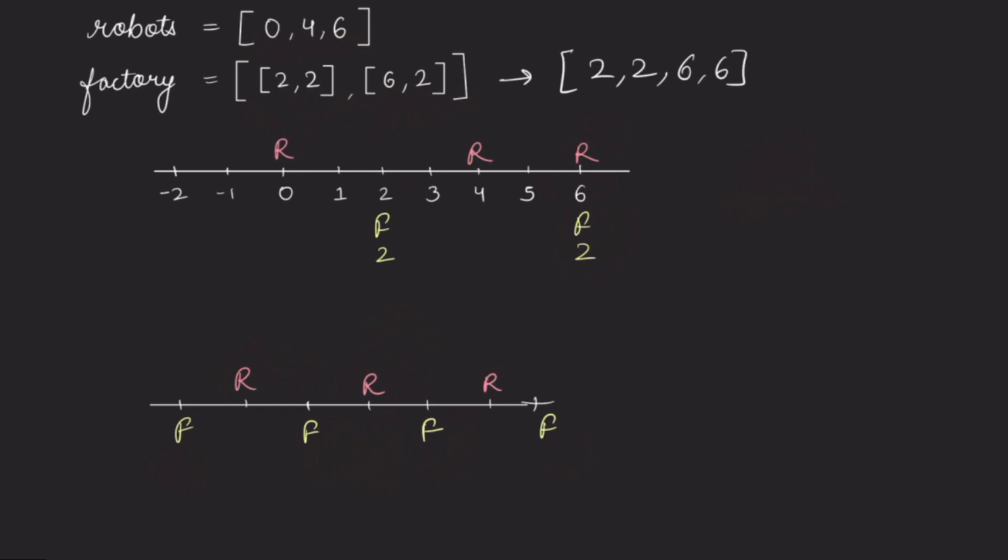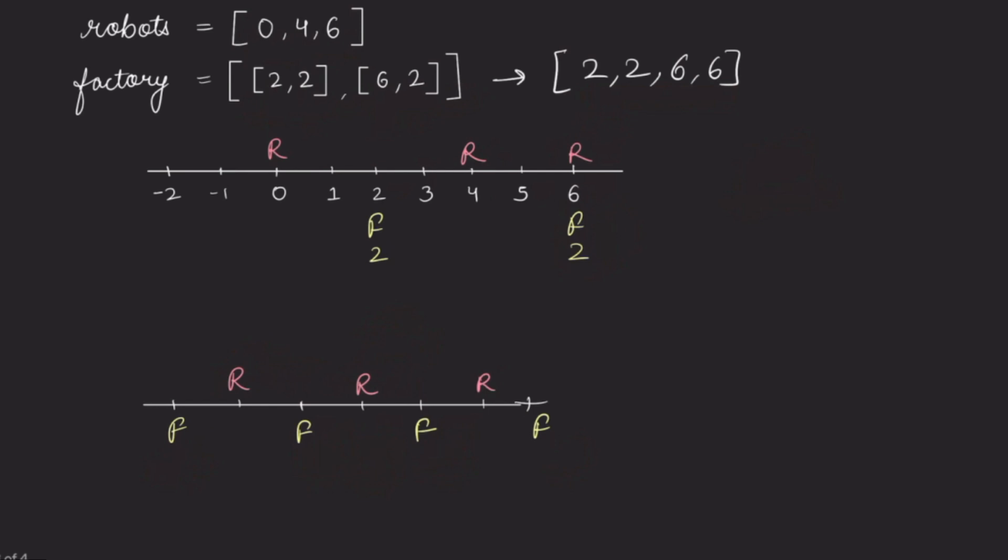Right. Now, if you see, we have the position of all the robots and we have the position of all the factories, right? It will simplify our logic a little bit. Now, what we can do is sort these two in increasing order. What will happen then? It will help us optimally assign the factory to the robots, right? Because we want to assign the nearest factory to a robot, right?